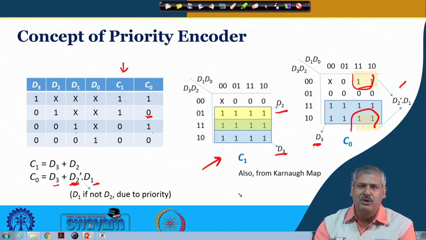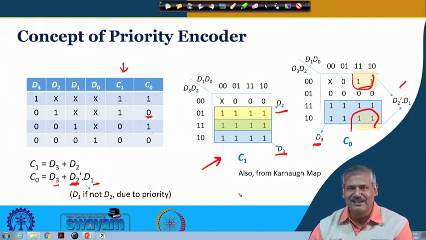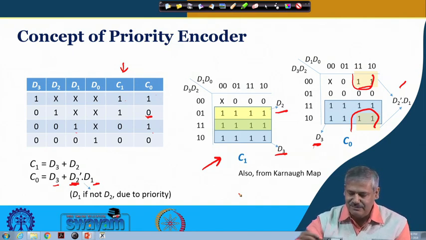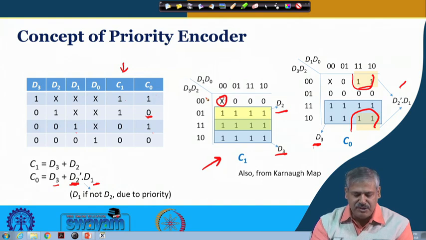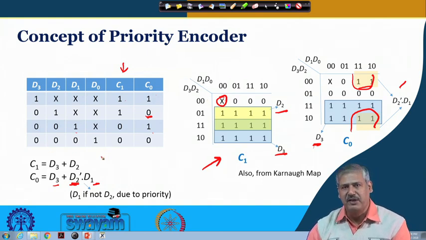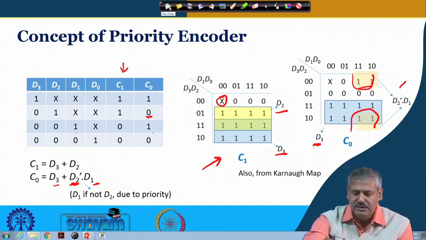That means, when both 1 and 2 are pressed, it will not be giving you 3, the earlier case that we had seen. It will give you only 2, that is 1 0 as the encoded output. Clear? And one more thing, this is marked as a cross because the 0 0 0 0 case will never appear. Okay, that is the understanding.